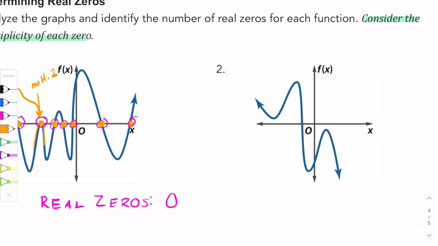And then for number 2, very, very easy. This graph only crosses once. So we would say that the real zeros is 1.